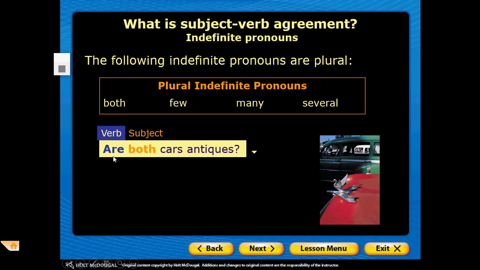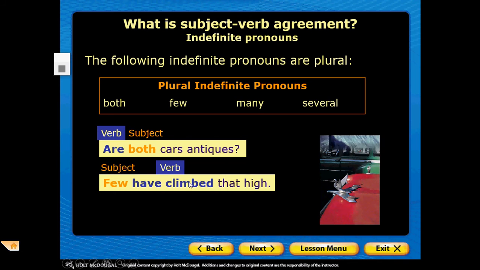Here, Anthony, we're talking about the indefinite pronouns that are treated as plural, and as a consequence, we need to choose a plural verb. For example, the word both is plural here. Can I use is here? No, because is comes with singular only, but this is plural.